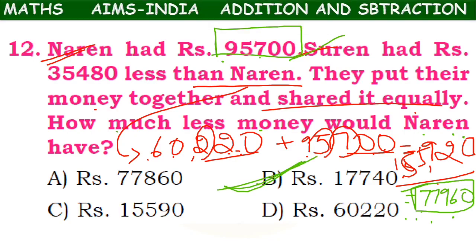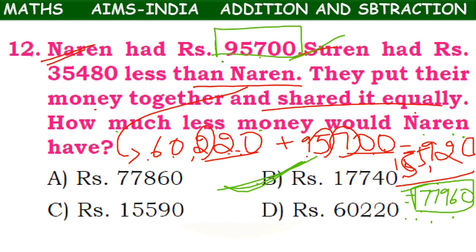Clear, children? What did we do here? First we found out what money Suren has. Then we added it and then shared it equally, that means divided by 2. After dividing, we got 77,960. But before, Naren had 95,700. So when we found out the difference, it is 17,740 rupees. Clear, children? That was question number 12.